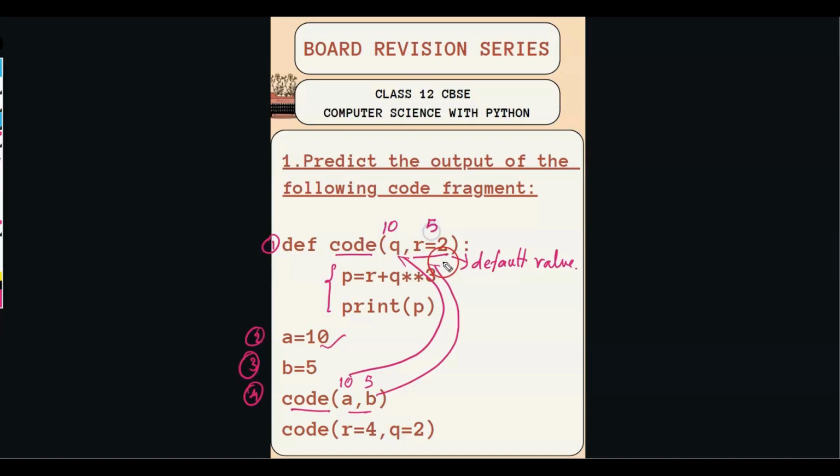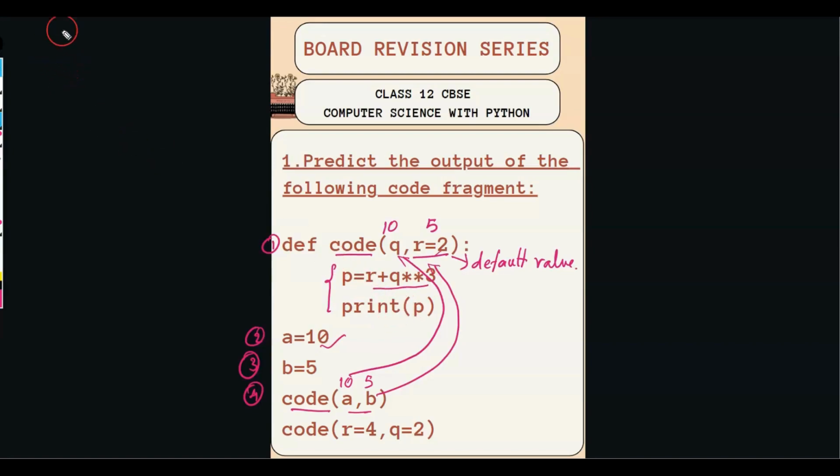So we already have r is equal to 2, which is your default value. But if we are passing the actual argument in the function call, then the default value will not be taken into account. So don't confuse yourself. Don't take r is equal to 2 now. You should take the actual value given during the function calling statement. If you do not have the corresponding value for r in the function calling statement, then you can take the default value 2. Understand? So the next step is you should calculate p is equal to r plus q exponent 3.